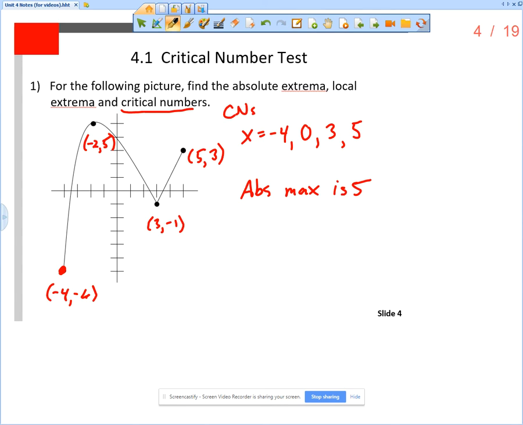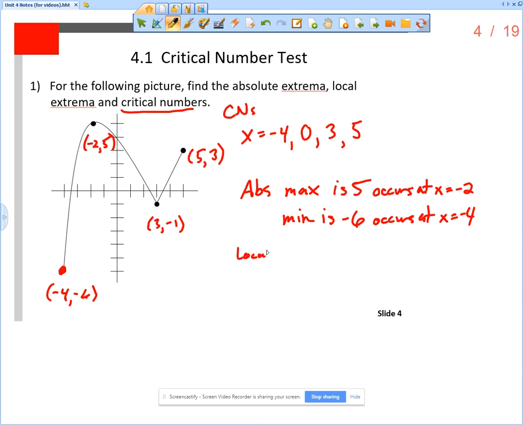Any of the extrema, those are y values. So the absolute max is 5, okay? And it occurs at x equals -2. All right, what about the absolute minimum? The lowest y value is -6, and it occurs at x equals -4. So that's absolute max, absolute min.